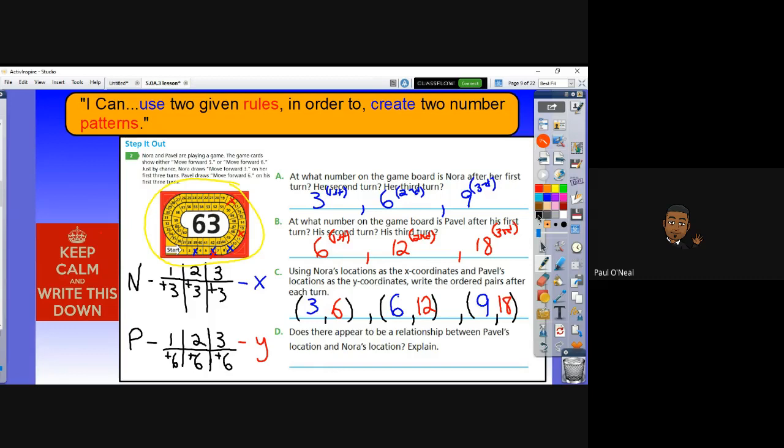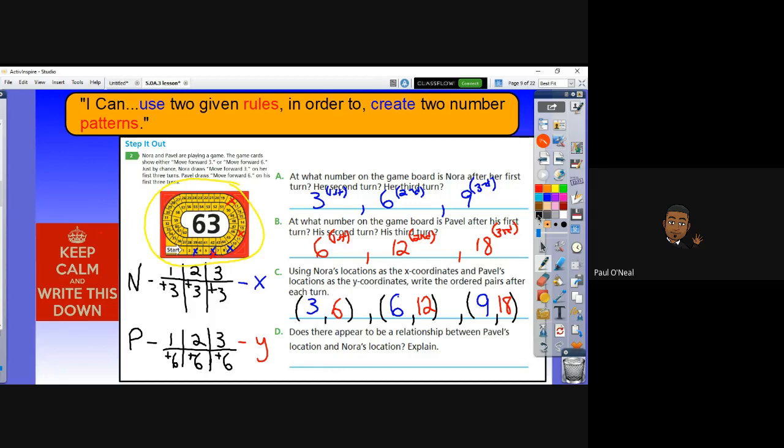Does there appear to be a relationship between Pavel's location and Nora's location? Explain. So that right there means we need a yes or a no answer and then an explanation after it. So does there appear to be a relationship between Pavel's location and Nora's locations? Looking at the game board, looking at our numbers. I know some students had mentioned it before, so I'm going to give you a little bit of time to think about it. And hopefully you're able to get it. All right, so looking at our numbers, looking at the game board, I know some students had mentioned it earlier today, and I'm going to just mention what they had said.